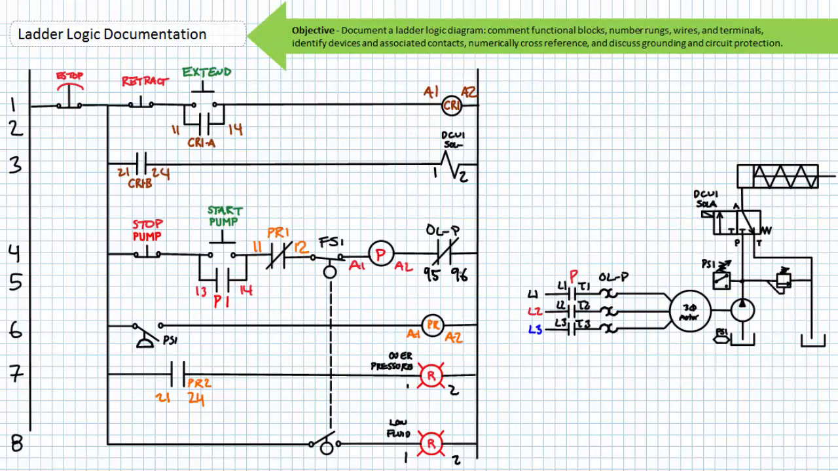Now, let's finish up by numbering the terminals of all the push buttons and automatic switches. All the normally closed buttons are assigned terminal numbers 1 to 2. All the normally open buttons are assigned terminals 3 to 4. The normally open pressure switch is assigned terminals 3 to 4.